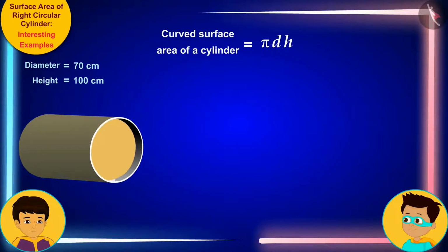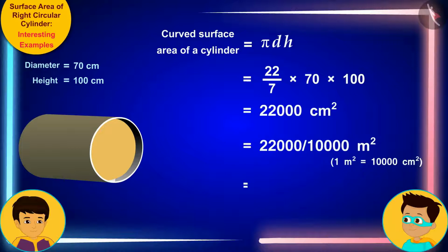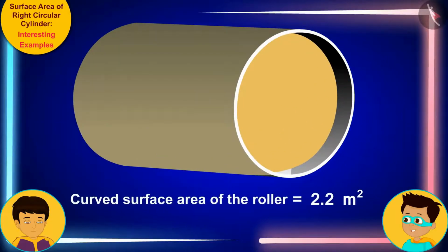Let me solve this by substituting the diameter of the roller 70 cm instead of d and length of the roller 100 cm instead of h in this formula. Hey, wow! In this way, the curved surface area of the roller is 2.2 square meters. Now, what do we have to do, Manas?